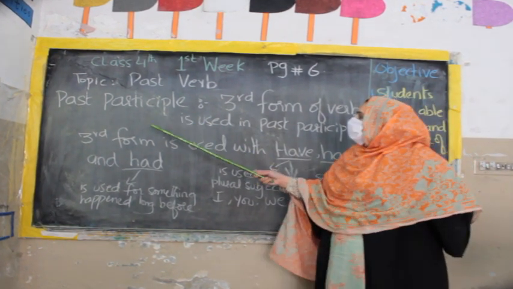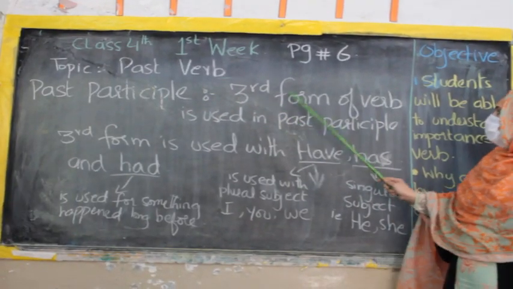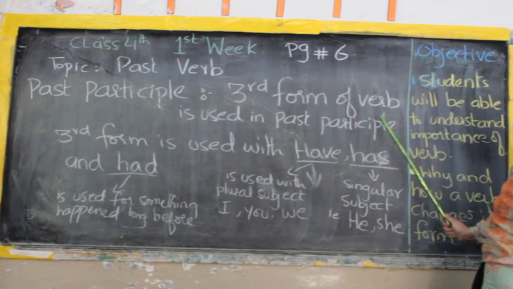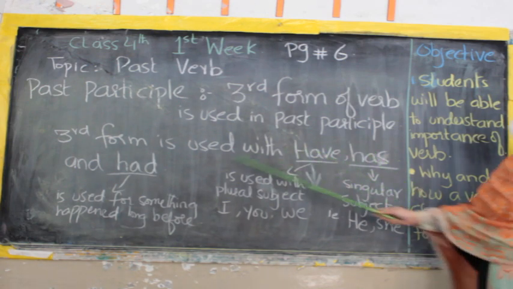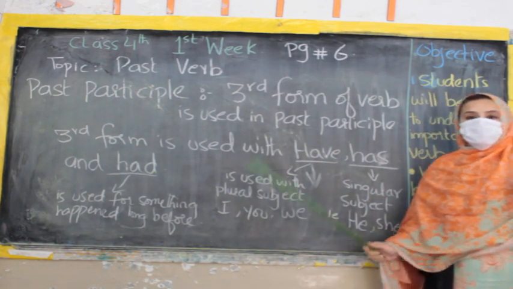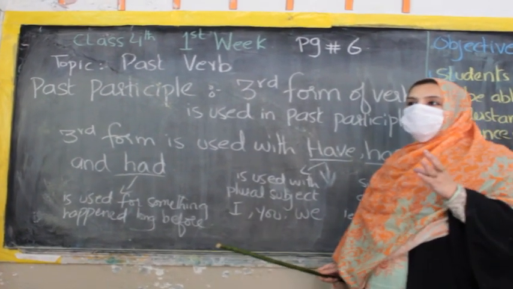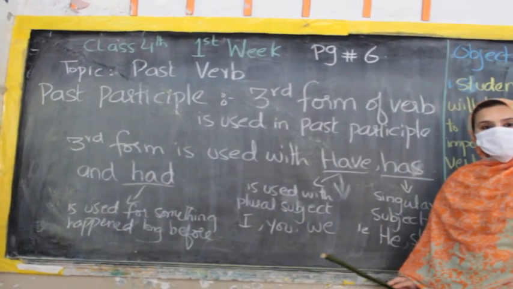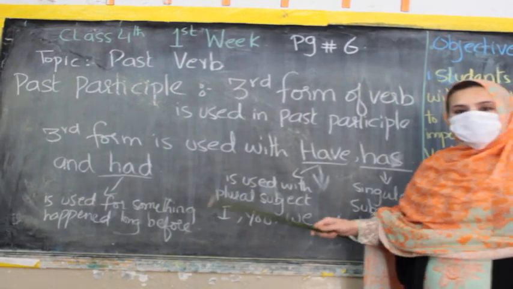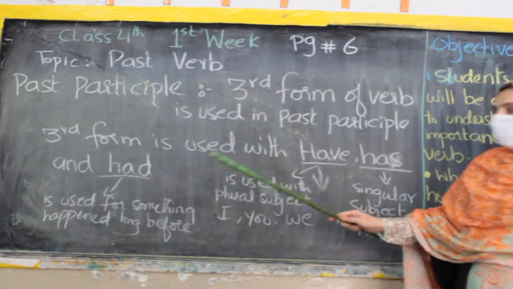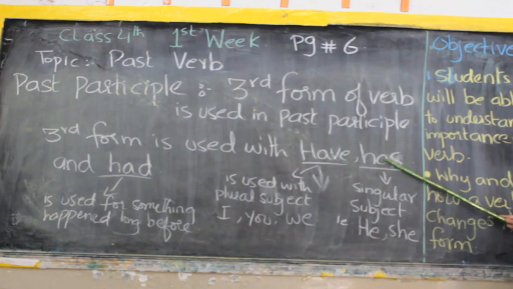Now it's time to discuss past participle. In past participle, third form of verb is used. Third form of verb with have, has and had. I always tell my students that once you understand which form of verb is used in which tense, it will be easy for you to speak English and write English. So the important thing over here is that if it is past participle, we are using have, has and had.